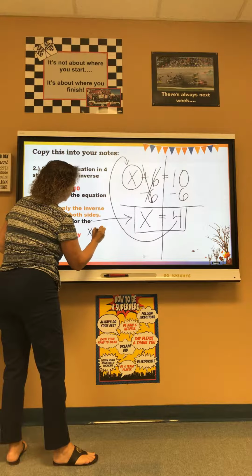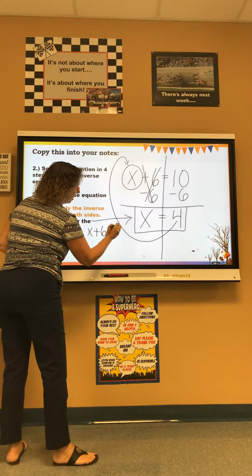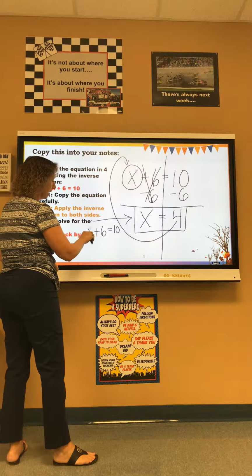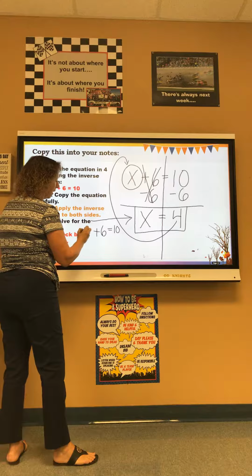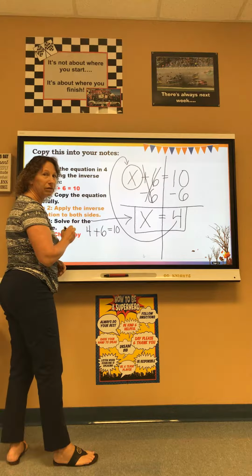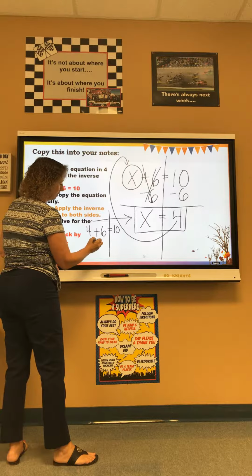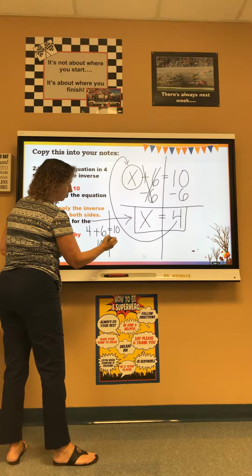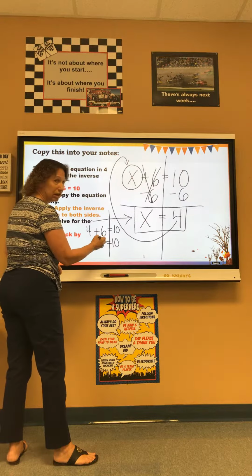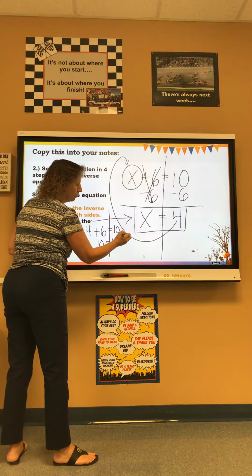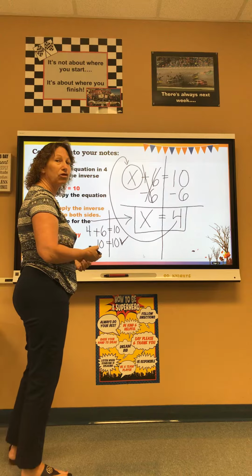X plus 6 is equal to 10. But I know that x is 4. So I'm going to replace the x with my answer, and I'm going to see if this makes a true statement. So on the left-hand side, 4 plus 6 is equal to 10, and on the right-hand side, I have a 10. And since 10 does equal 10, they check. Make sure you end your problem with that check mark. That tells me that you checked your work.